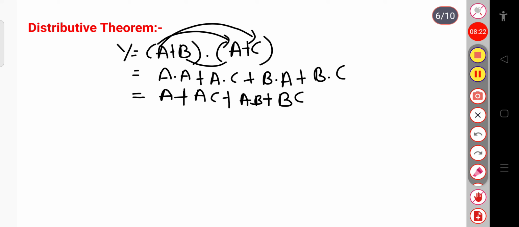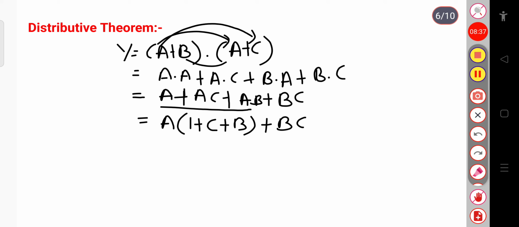If I take A common from these three terms, this will be 1 plus C plus B, and the remaining term is BC. You can see that whether C may be 0, B may be 0, or you put B or C to be 0, 1 and so on, you will always get 1, because when one terminal of the OR gate is 1, or in the high state, you always get a high output. So I can write it as A into 1 plus BC, or this is simply equal to A plus BC.